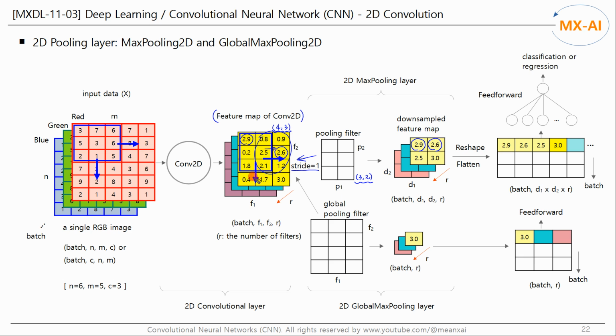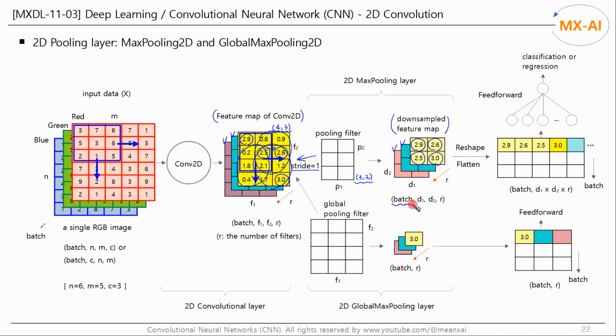Next, move this filter down by 1 pixel. The maximum value in this area is 2.5. Then move this filter to the right by 1 pixel. The maximum value in this area is 3.0. Do the same for the remaining 2 matrices. And then we can get the downsampled 3D feature map as follows.